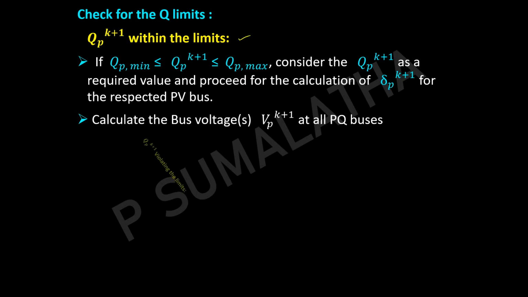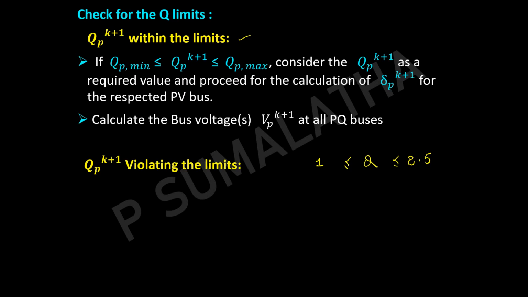Suppose Q_p(k+1) is violating the limits. What is meant by violating the limits? It is not within the range. Suppose I have given 1 ≤ Q ≤ 2.5, and now I have calculated one value. It is not coming within the range.